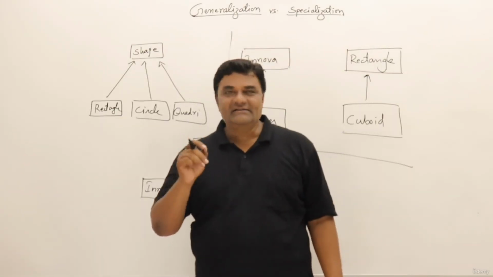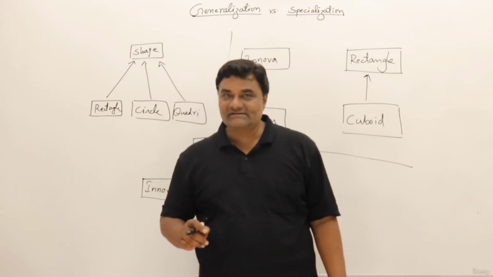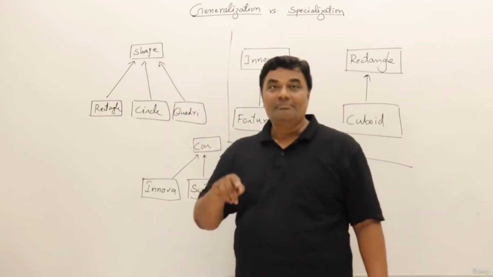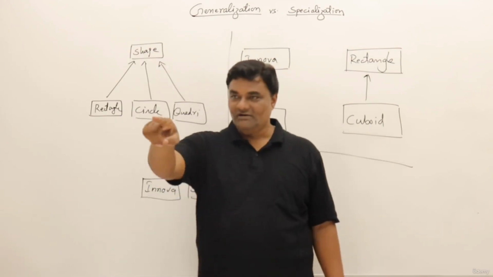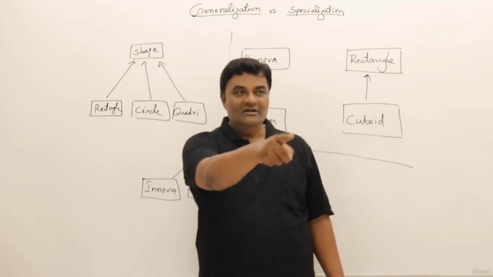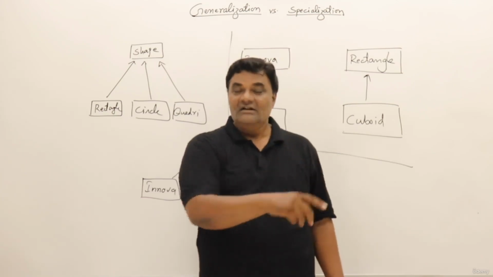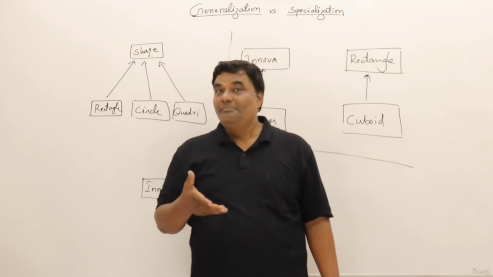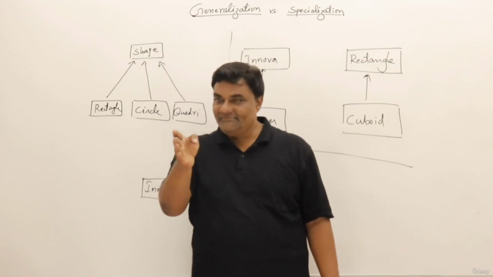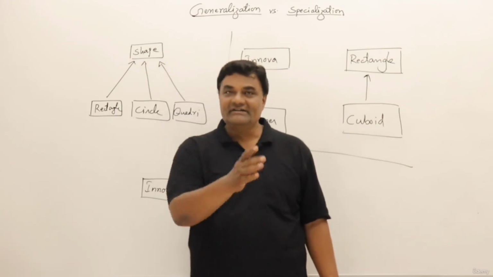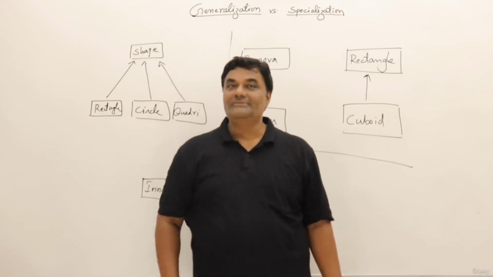Now the last thing that I have to tell you is, why did we achieve generalization? Purpose. You saw Innova, said it's a car. Swift, it's a car. Corolla, it's a car. So you are using the same word here. So this is nothing but polymorphism. Same name but different objects or different actions or different things. That is nothing but polymorphism.